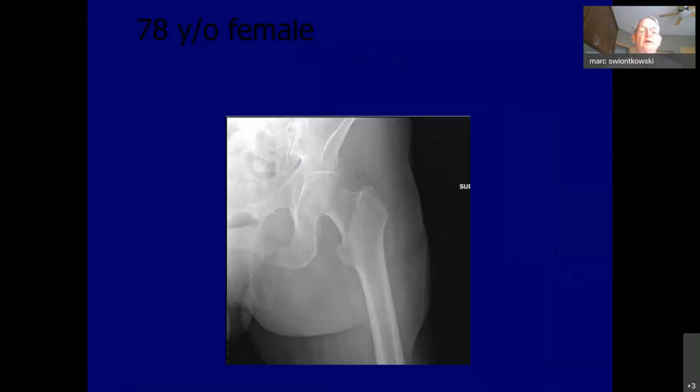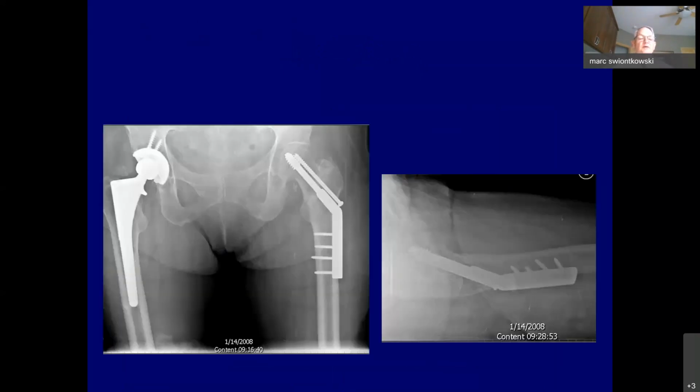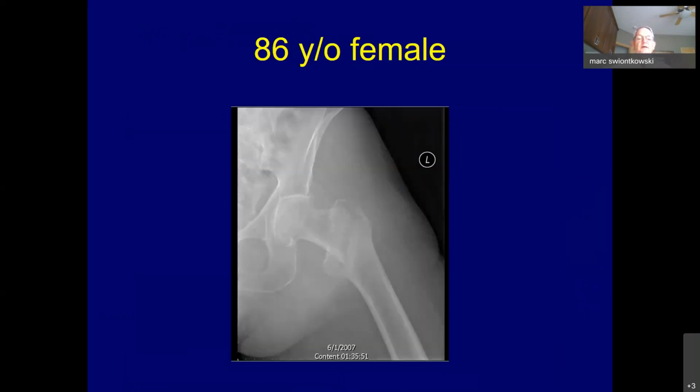So just a few cases to show you. This is a stable pattern in a patient with a contralateral total hip fixed with a sliding hip screw. With a base of the neck fracture, I tend to recommend adding the second cannulated screw. I generally put that in first after placing the guide wire for the sliding hip screw. And this patient had an excellent result.